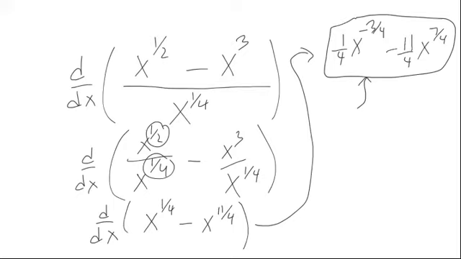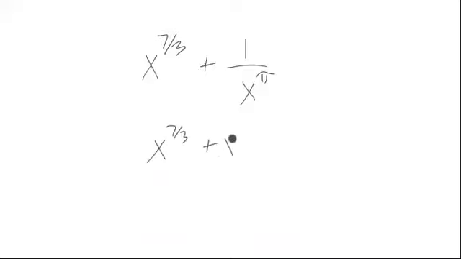Okay, let's look at one more example here in this video. What if we have x to the 7/3 plus 1 over x to the pi? How should we do this? Well, let's rewrite this as x to the 7/3 plus x to the negative pi and proceed.